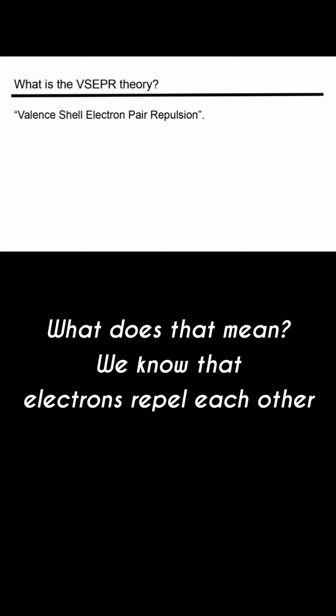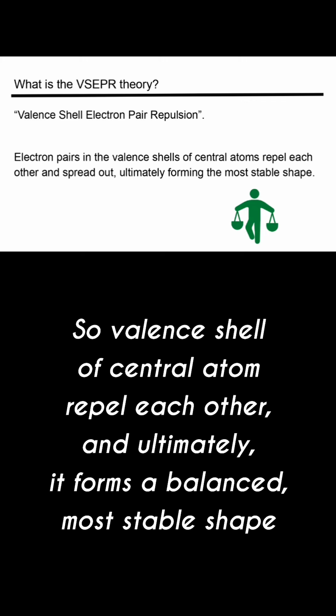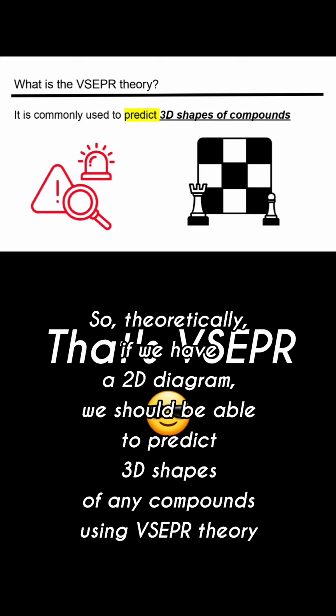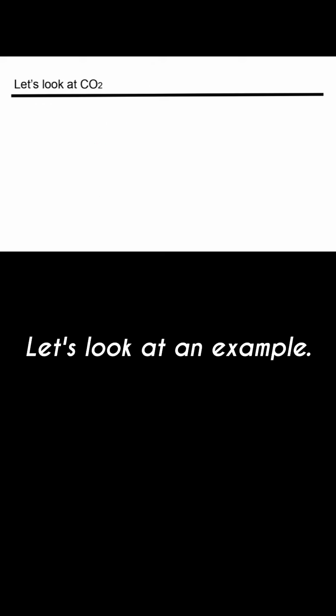What does that mean? We know that electrons repel each other. So, valence shell of central atom repel each other and ultimately it forms a balanced, most stable shape. That's VSEPR. So theoretically, if we have two-dimensional diagram, we should be able to predict 3D shapes of any compounds using VSEPR theory. Let's look at an example.